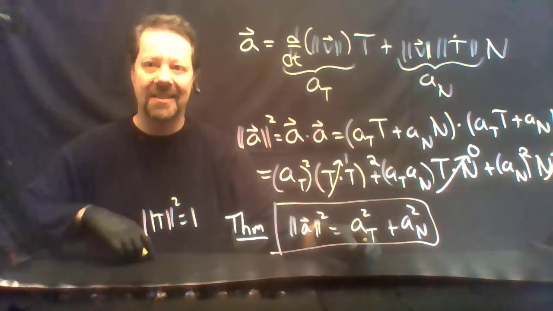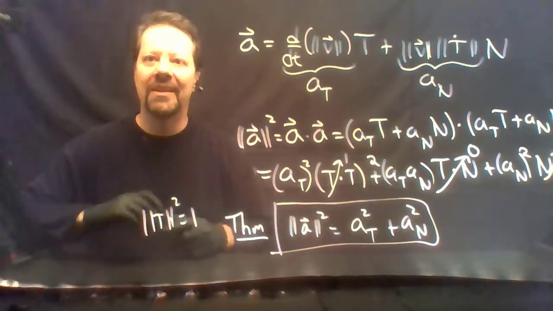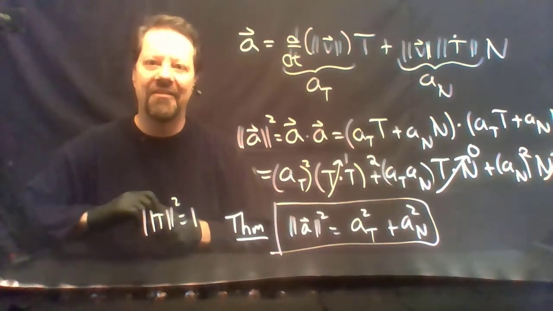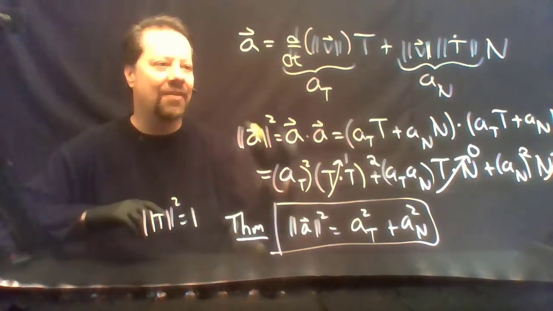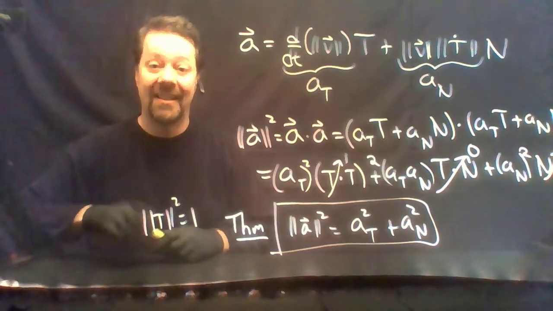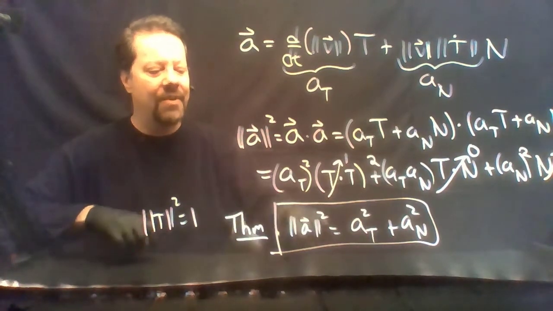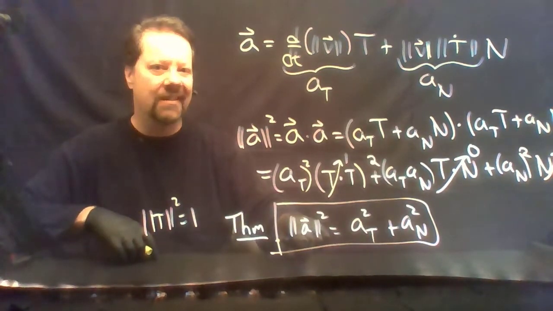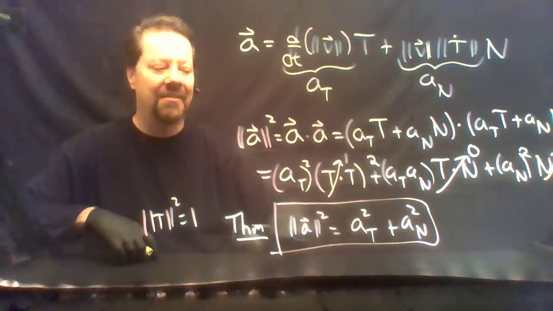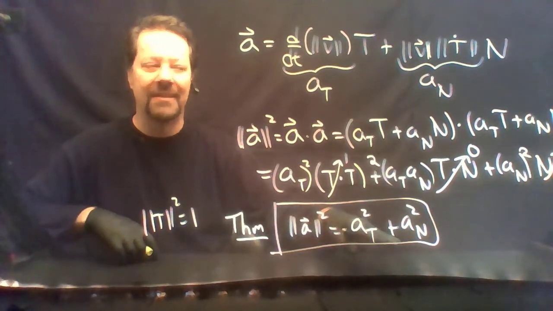Remember, A sub T is a scalar and A sub n is also a scalar. This gives us a kind of Pythagorean identity for acceleration vectors. Kind of cool. It also shows that if you know the magnitude of the acceleration, then you do not have free choice on these two scalars. If you know one, you can figure out the other based on this equation alone.